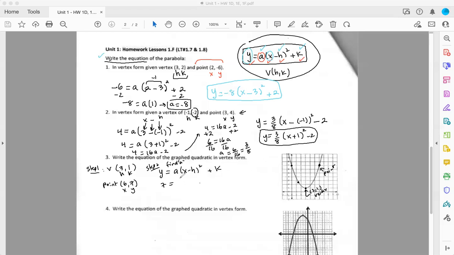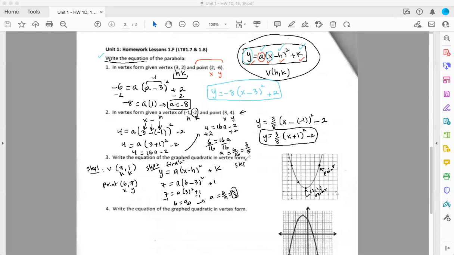So 7 equals a, quantity x is 6 minus h is 3, squared, plus 1. So this becomes 7 equals a multiplied by 3 squared plus 1. 3 squared is 9. You can subtract 1 from both sides. You would get 6 equals 9a. And then to get a by itself, divide both sides by 9, 6 over 9, or divided by 3, it's 2/3. So this is your a.